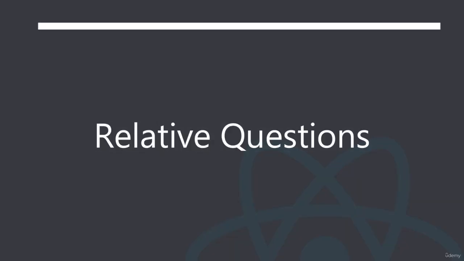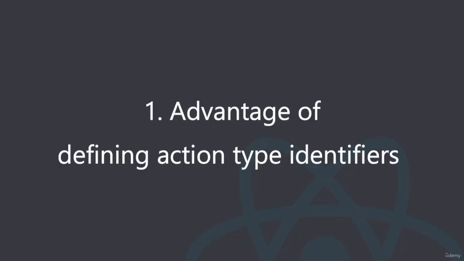Now let's talk about related questions. Certainly you can discuss the action types when you are asked about Redux flow, but generally there can be a question: what is the advantage of defining action type identifiers.